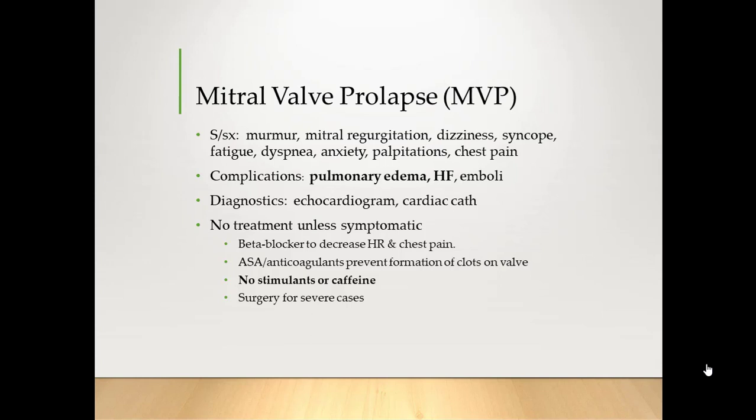So, going back up to signs and symptoms, the first sign that we are going to see in the case of a valve disorder or mitral valve prolapse, whatever it may be, is this murmur, because it's the blood rushing through the valves.